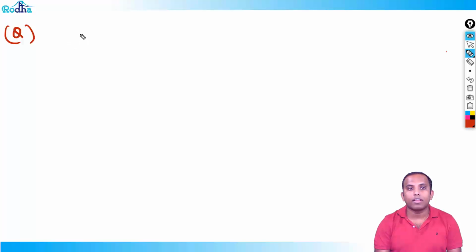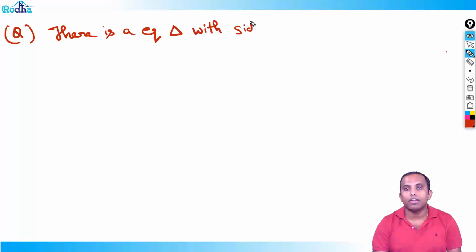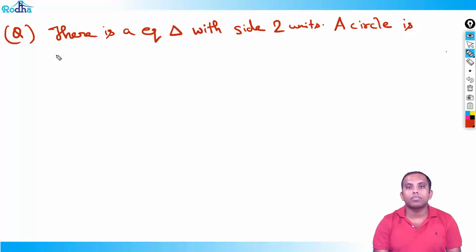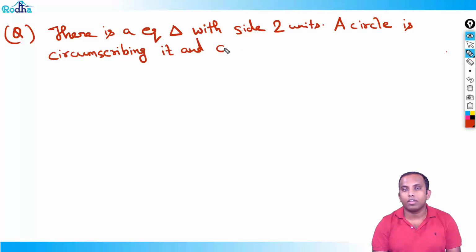There is an equilateral triangle with side 2 units. A circle is circumscribing it, and another circle is inscribing it.